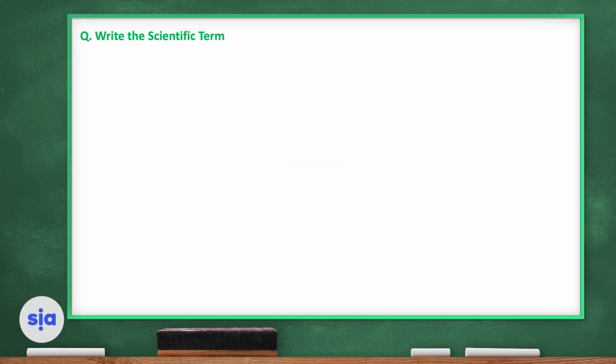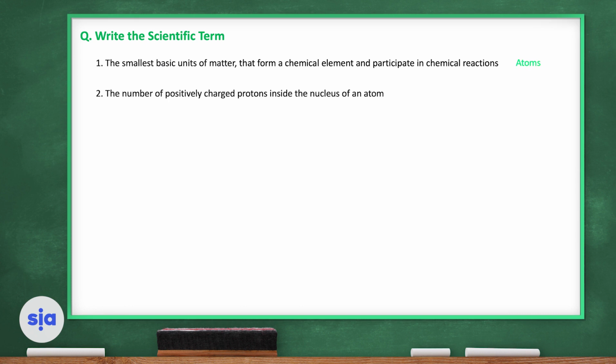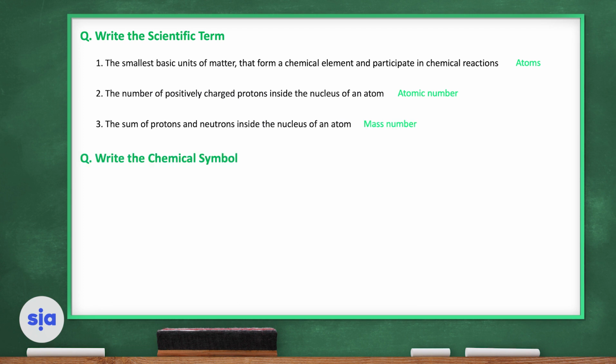Now, write the scientific term. The smallest basic units of matter that form a chemical element and participate in chemical reactions: atoms. The number of positively charged protons inside the nucleus of an atom: atomic number. The sum of protons and neutrons inside the nucleus of an atom: mass number.